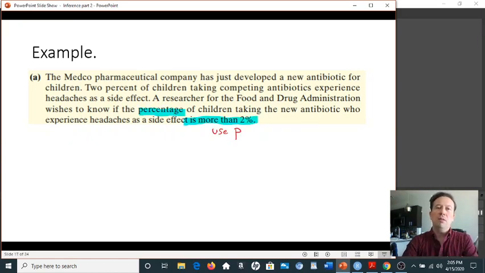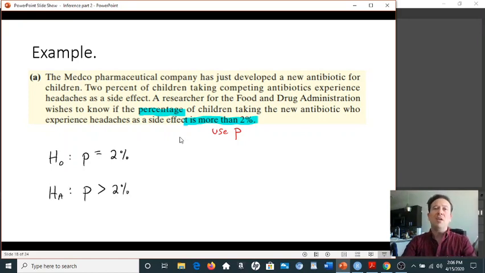So first, because the statistic there is a percentage, we're going to be using P as our parameter. And because the parameter is P, remember that the null hypothesis is always a statement of equality. So no matter what this says right here, we first start off by saying that the parameter is 2%. Because that's also stated up here in the second sentence, that the FDA is trying to prove against. So that 2% of children experience headaches as a side effect. So that's your null hypothesis. So here, when we say more than 2%, that's the alternative hypothesis because it's a strict inequality.